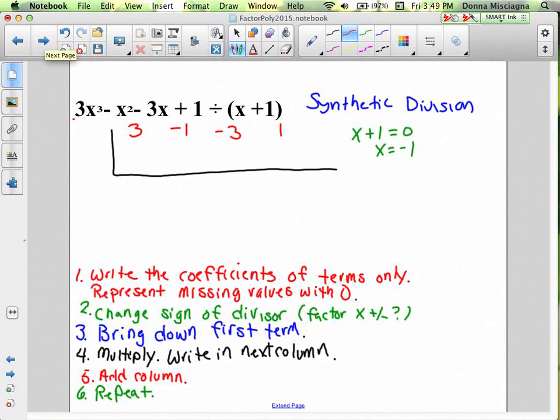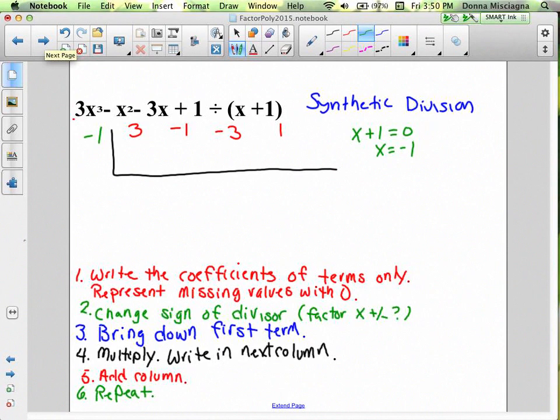All right, our divisor is x plus 1, so I set that equal to 0 and solve for x. So x is negative 1. So negative 1 goes outside the house. This little box I drew here, this upside down box, kind of looks like an upside down division symbol to me. It will help us keep everything organized, so we'll always use that when we're using synthetic division.